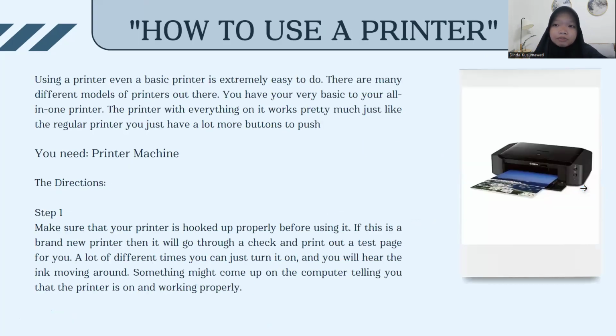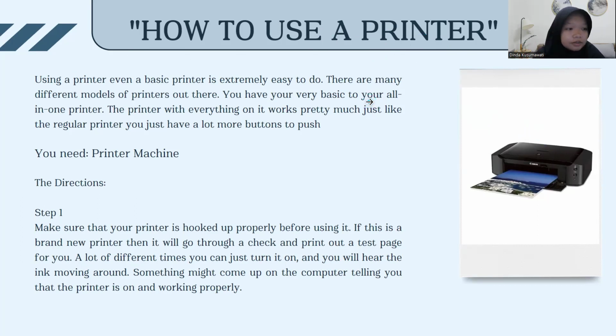So we came to the example of the procedure text. The title is how to use a printer. So the first thing we're going to analyze in this text is the generic structure. Based on what I explained before, the first generic structure of the procedure text is a goal. And I marked the sentence that we will find the goal in the title. So the title here is how to use a printer. So our goal in this text is to use a printer.